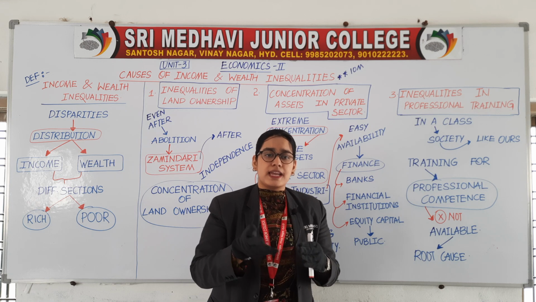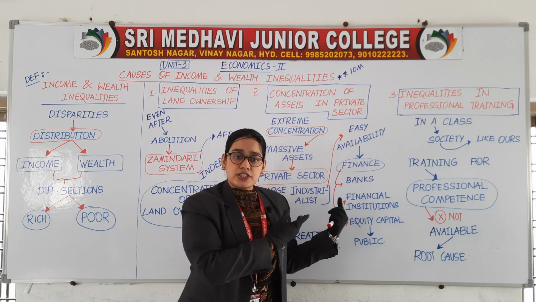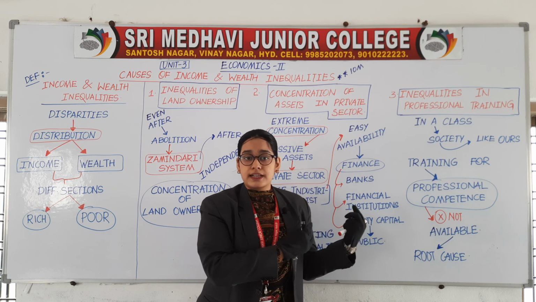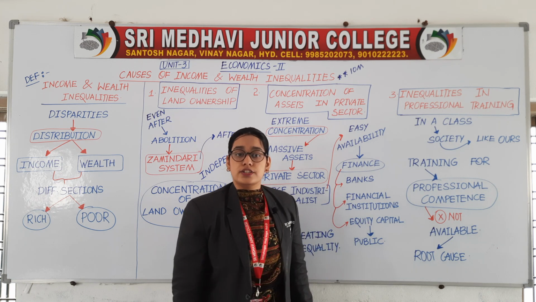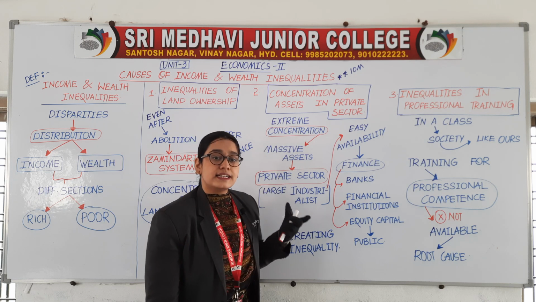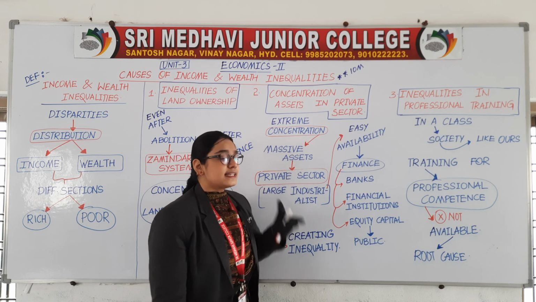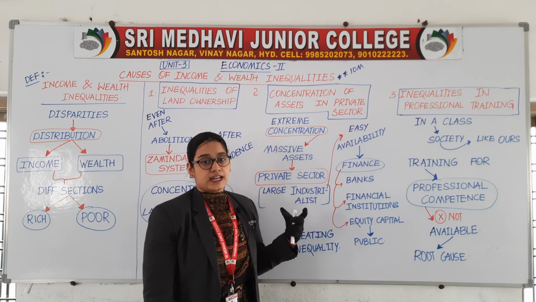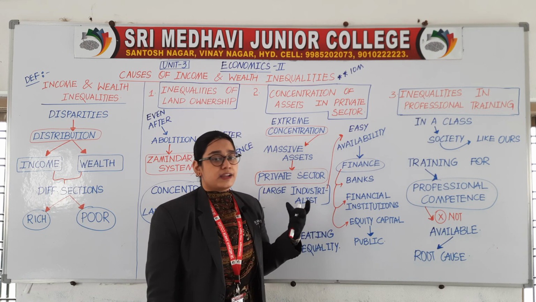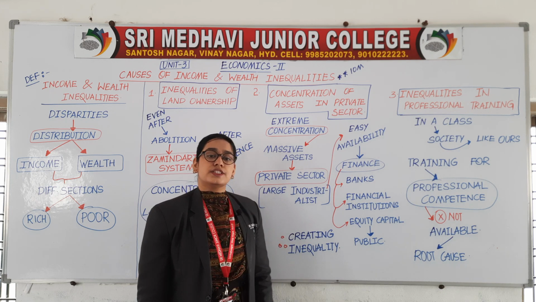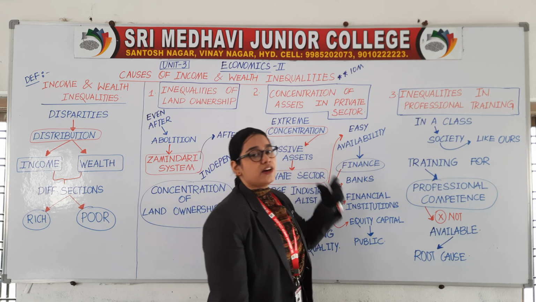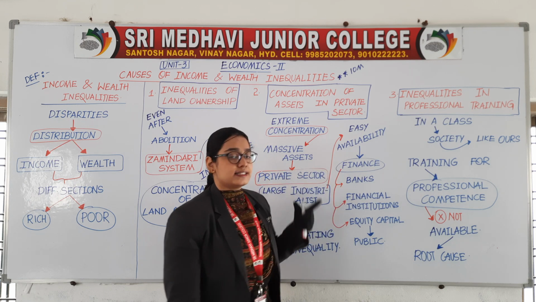Assets, it may be anything. It may be related with machinery, it may be related with money, it may be related with capital, it may be related with technology. So who is having more concentrated amount of assets? The private sector, not the public sector. Who is working under private sector? Large industrialists, and they are getting easy availability of finance.